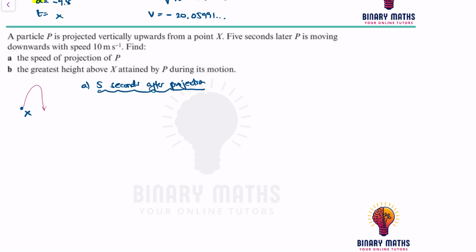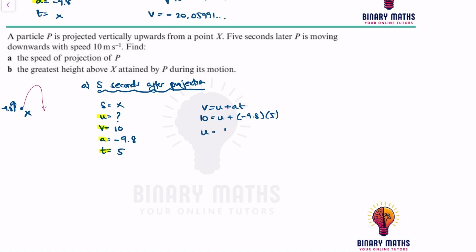So setting up SUVAT for that journey. We don't know the displacement. We're trying to find the initial speed. We know at 5 seconds it's traveling at 10 meters per second. It's traveling up first, so acceleration is minus 9.8 and the time is 5 seconds. So what we have is u, v, a, and t, which means v is equal to u plus at. So 10 is equal to u plus minus 9.8 times 5.